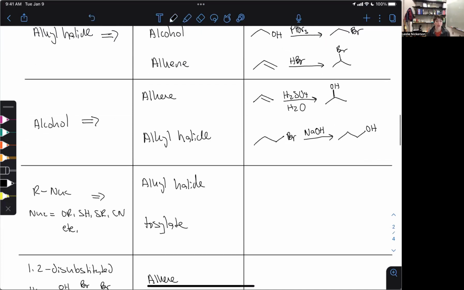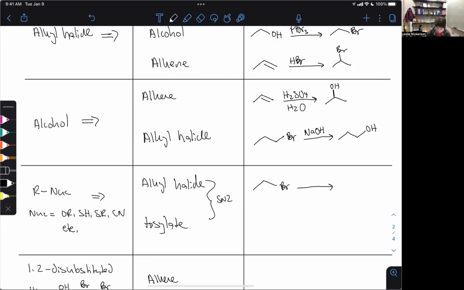Okay. So if I've got some sort of nucleophile attached to a carbon group, where the nucleophile is like some kind of OR group, a thiol, a sulfide, a cyanide, any of those types of things, they can essentially come from an alkyl halide or a tosylate. But basically, when we're looking at this, we're pretty much looking at some kind of SN2 reaction, right? I kind of lump tosylates and alkyl halides together in my mind.